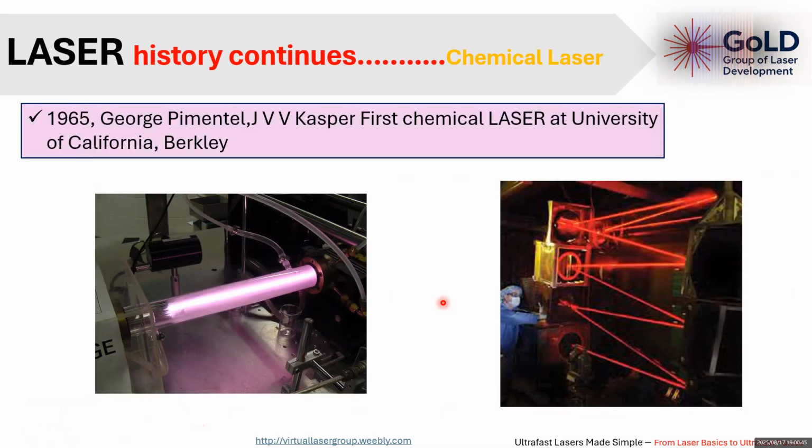And this one is one of the powerful lasers in the world. It's the chemical laser. And the chemical laser, basically, it was invented by George Emmental in 1965. So it was at the University of California, Berkeley, and the chemical laser, as its name shows, uses chemicals, and the pumping is not like other lasers. I mean, the pumping is like a chemical reaction.